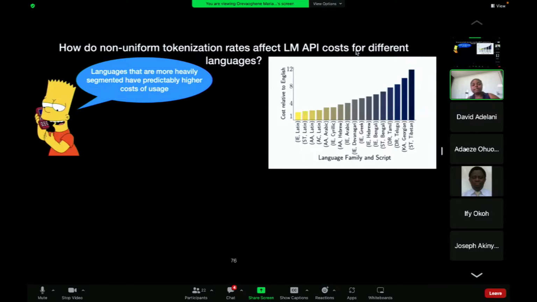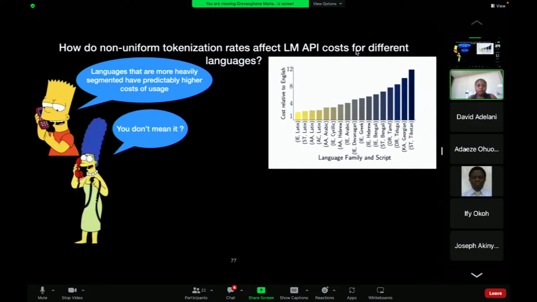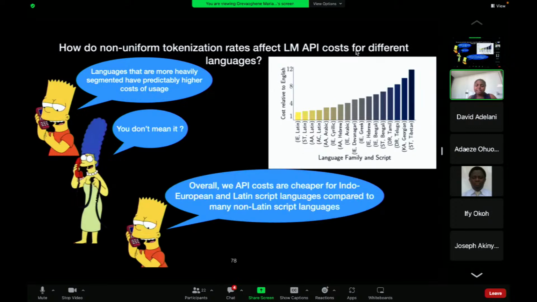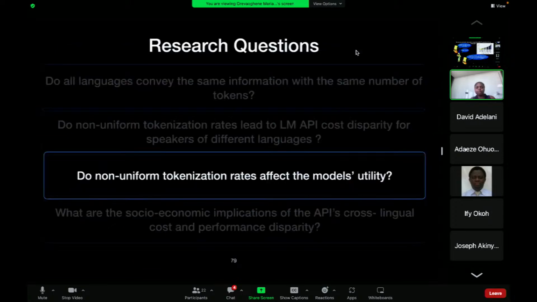We see that languages that are more heavily segmented have predictably higher cost of usage. Languages that were on the right in my previous plots, the users of these languages will probably pay more. Overall, the API costs are cheaper for Indo-European and Latin script languages compared to many non-Latin script languages. So if you do not speak an Indo-European language in Latin script, then you would definitely get charged more by these API companies.